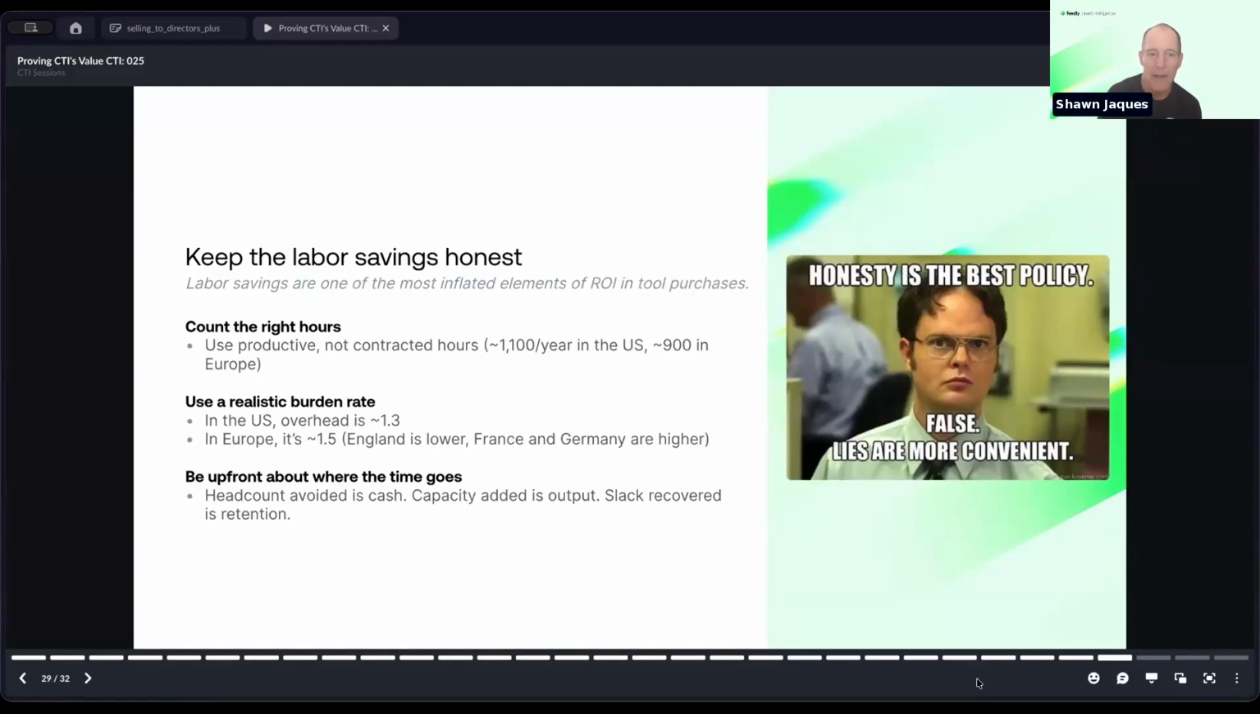The thing that gets questioned a lot is the labor savings. This is one of the things that gets inflated a lot in tool purchases. So, what hours do you want? I've seen some ROI studies by vendors that are just not realistic. They're assuming that person is working over 2,000 hours. That means they're not taking vacation. They have no meetings.